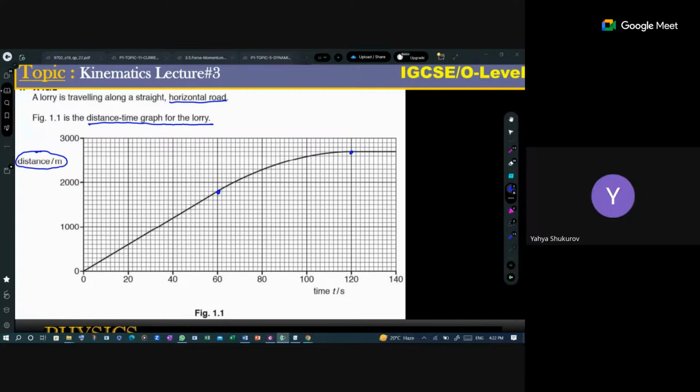From 0 to 60, it has constant speed. Then it has deceleration after that. And after 120, there is no speed. It stops. Okay. Hassan, what do you say? Sir, that is right.